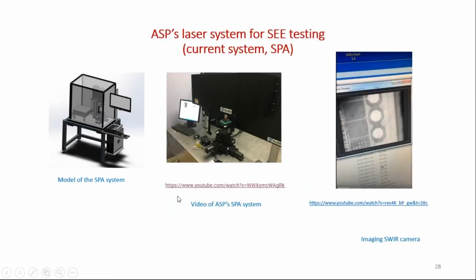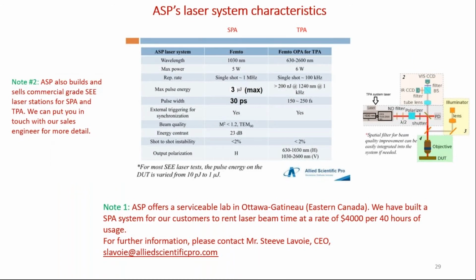So let's move on. That was the introduction by Steve about our SPA system that could be rented here if somebody wants to come and do any testing without even purchasing the system. So here's some more information about the two systems. Our SPA has 30 picosecond pulse width and up to 3 microjoules energy per pulse, which can be, of course, attenuated using the polarizers and the ND filters, and 1030 nanometer.